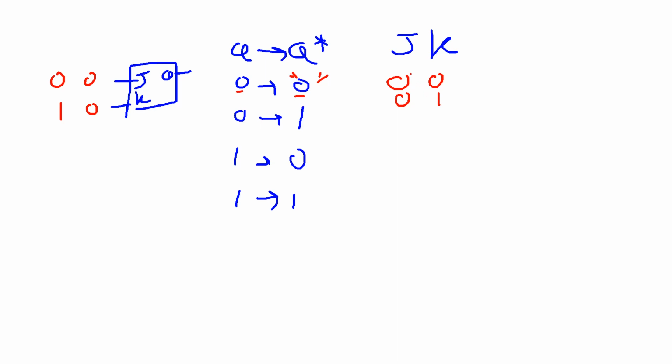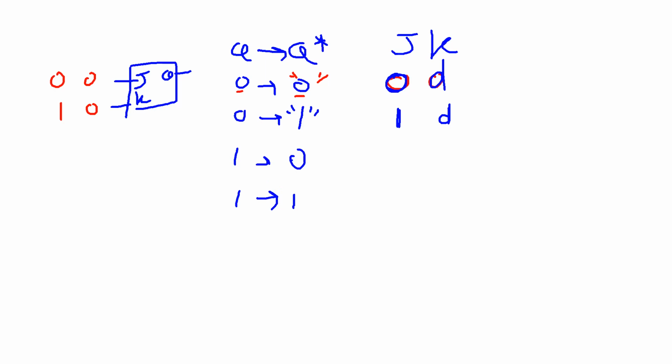So, if you consider these two cases together, J is 0, right? K can be 0 or 1. So you can consider that J is 0, K is don't care. K can be both 0 or 1. Similarly, how about this? 0 to 1. You may consider it as toggle, 1 1, or set, right? Set is 1 0, J is 1, K is 0. So if you combine these two cases, you will get 1 and don't care.